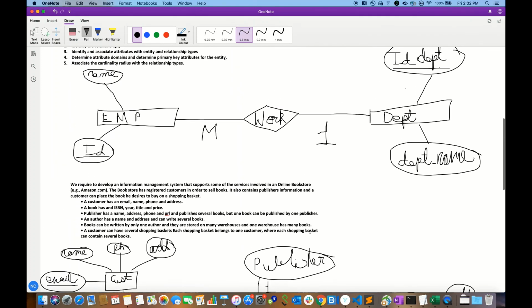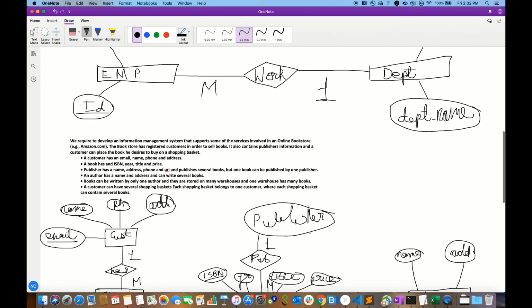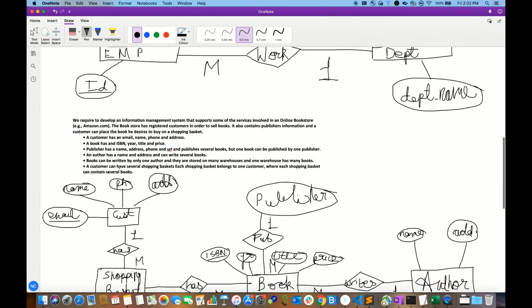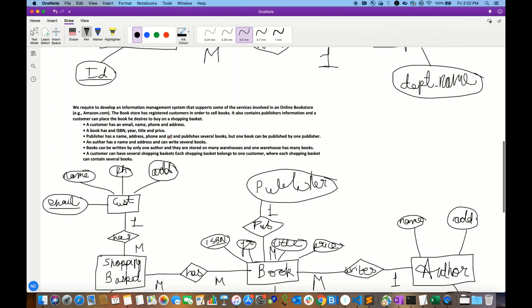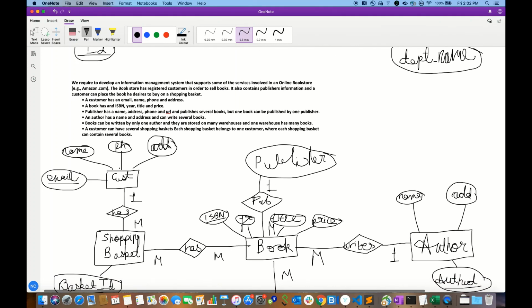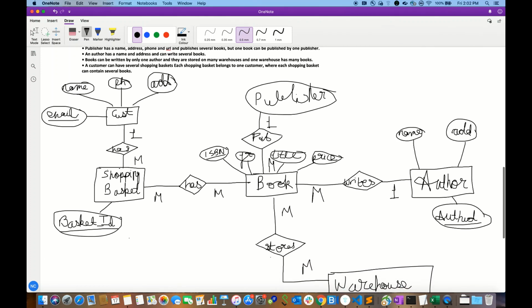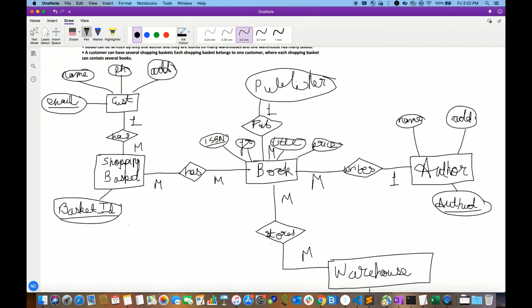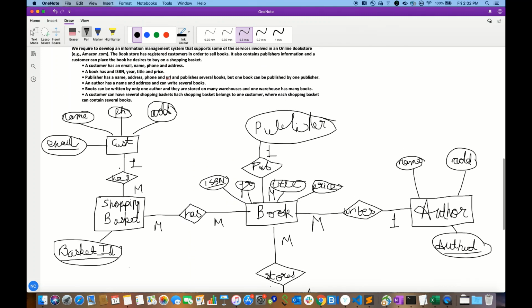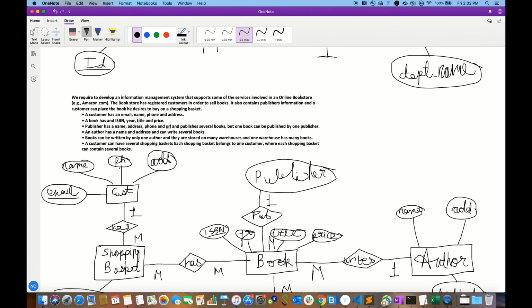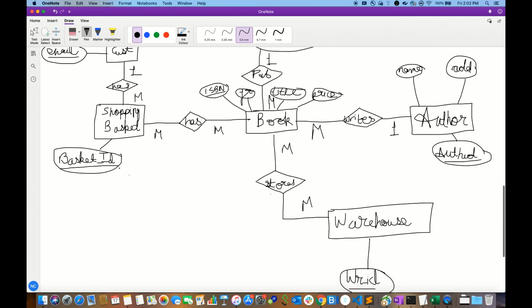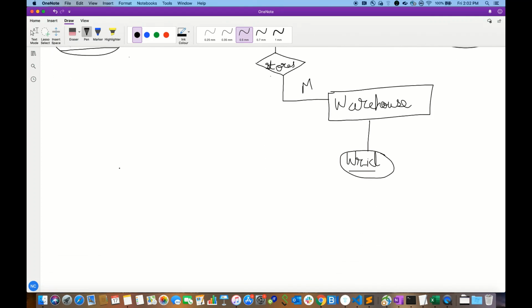So let me check the business constraints that are given to us. Shopping basket, shopping baskets. I think we are pretty much good with the design of the database of the online bookstore that is given to us. So I think we came to an end of the conceptual design discussion.